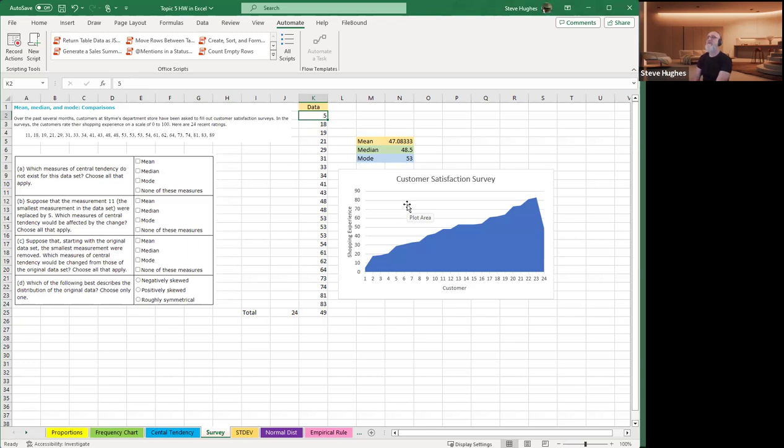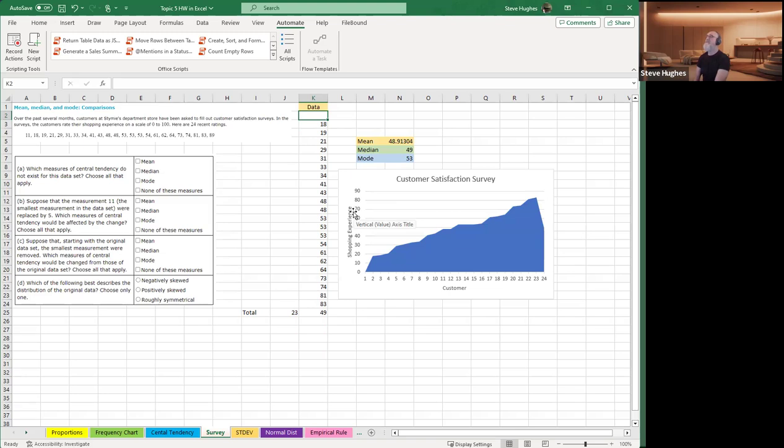So which measure of central tendency would be affected by the change? Only the mean. All right. Suppose the starting date with the original data set were removed. What would happen? All right. Watch this time. I'm going to delete. Okay. Watch two things. Watch my total down here. It's going to change to 23. And watch what happens over here. Okay. So delete.